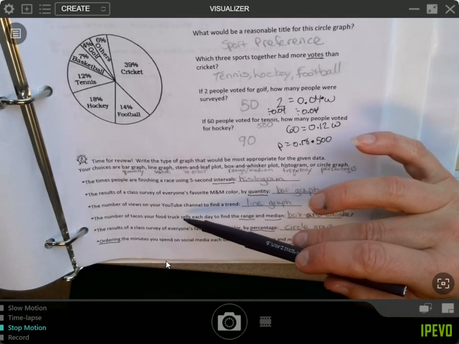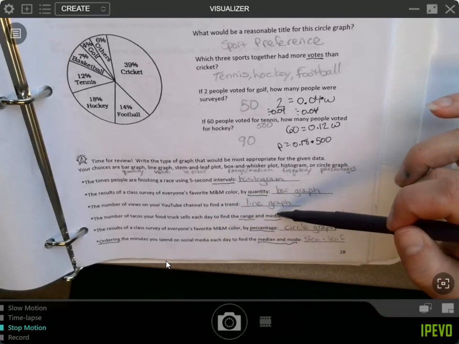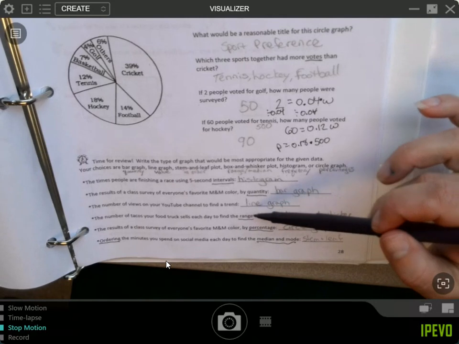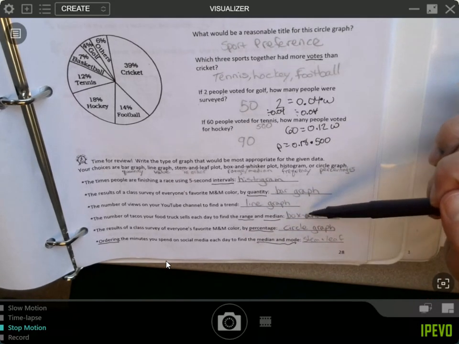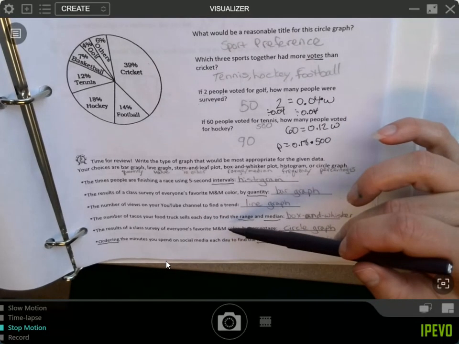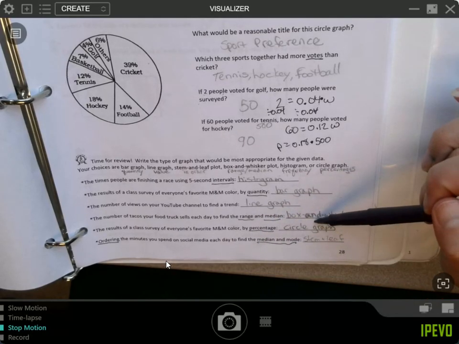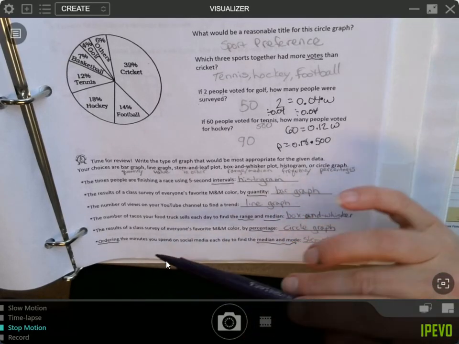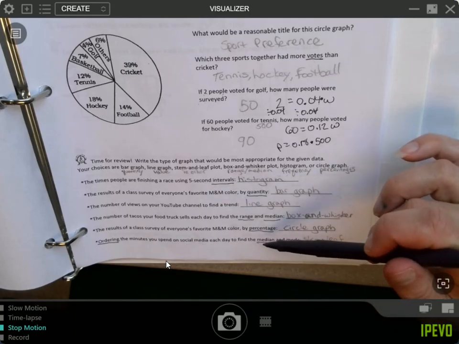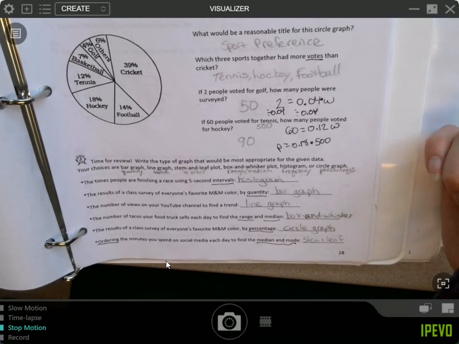The number of tacos your food truck sells each day to find the range and the median. Range and median, that's when we look at that box and whisker. Okay, we can find those ranges. The results of a class survey of everyone's favorite M&M color by percentages. Percents are the circle graph. And ordering the minutes you spend on social media with the median and the mode, that would be stem and leaf.